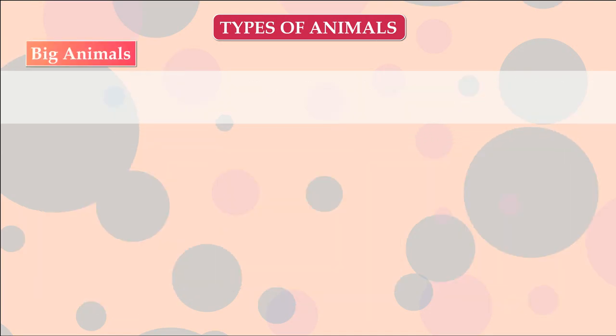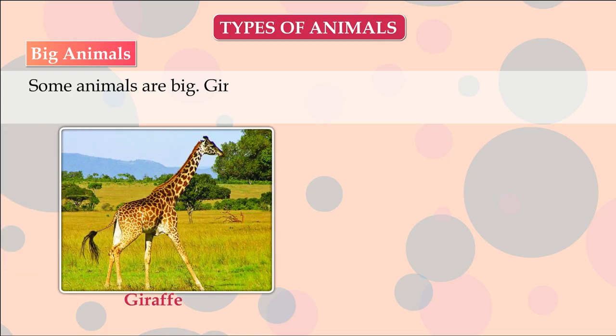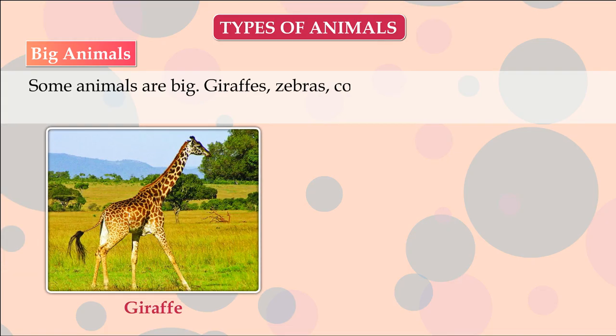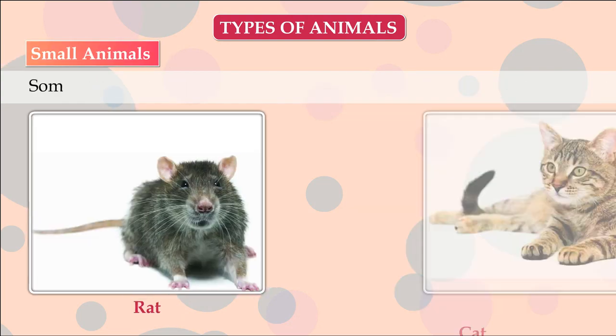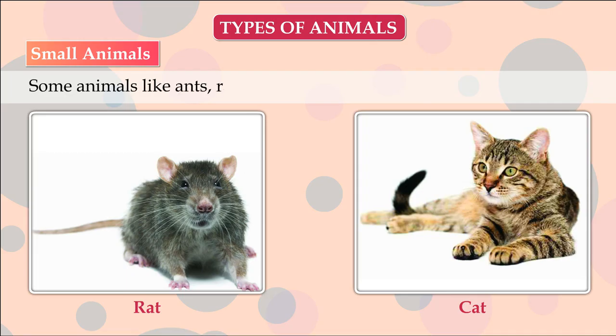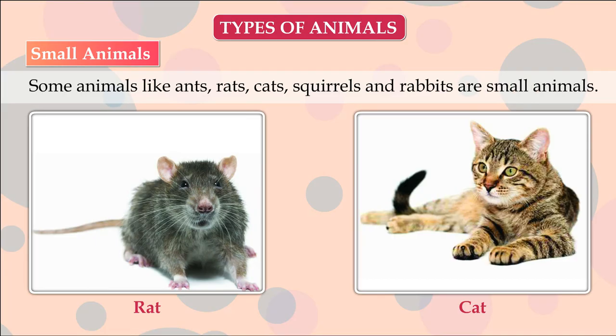Big animals. Some animals are big. Giraffes, zebras, cows, buffaloes and hippopotamus are some examples of big animals. Small animals. Some animals like ants, rats, cats, squirrels and rabbits are small animals.